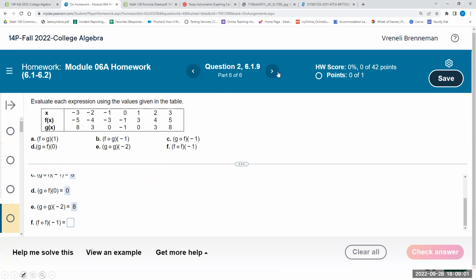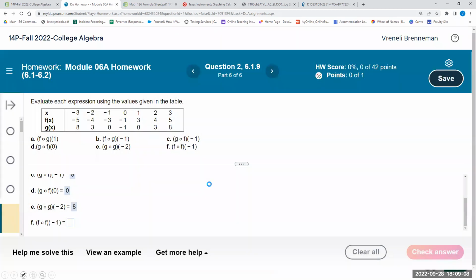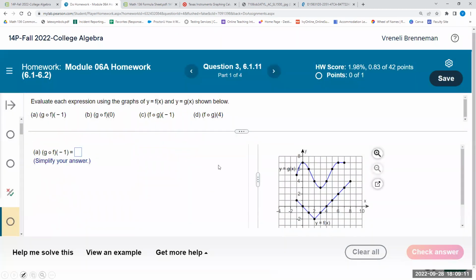So then the next question I want to look at is number 3, which is evaluating compositions from a graph. It's going to be a similar process, but instead of having the table of values, you have the graph. So again, just the notation, I rewrite this as g of f of -1. I'm looking for the point for f of -1. On the f graph, I'm looking for a point that has -1 as the x value, and I want to know what the y value is.